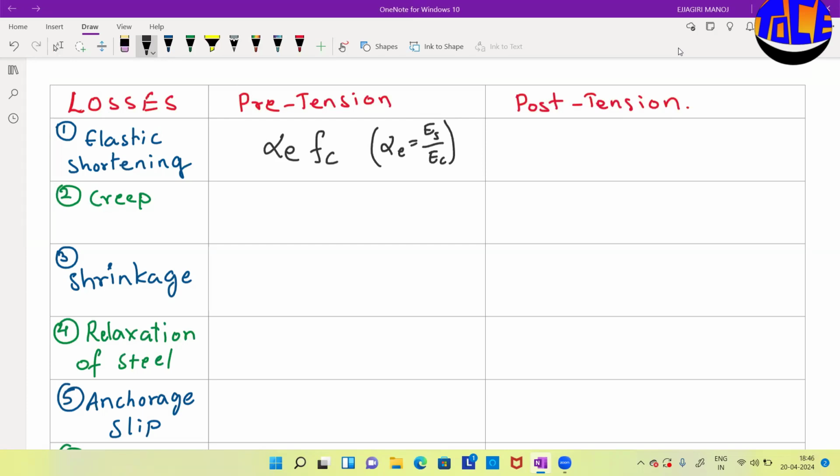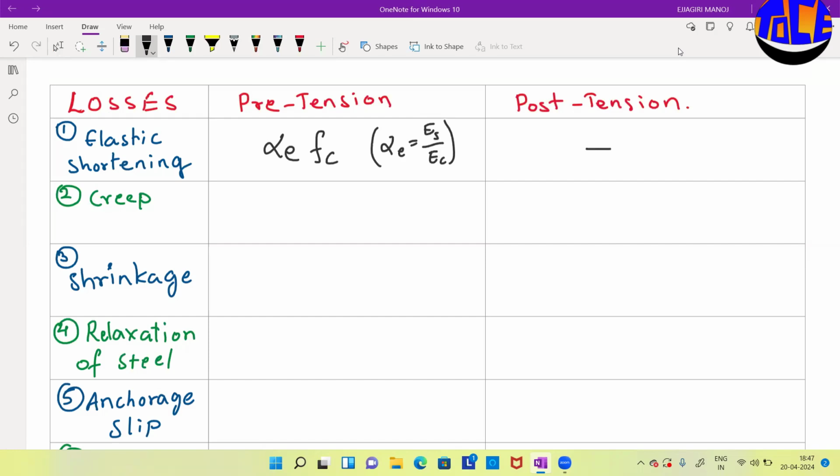Okay. And elastic shortening, mostly it won't be there in post tensioning, only in case if the tensioning of wires is done stage wise. But in most cases you won't get this elastic shortening loss in post tension. Okay, so therefore there is no separate formula. If it is there, you'll be using the same formula. Okay, now let us see the next one, the loss due to creep.